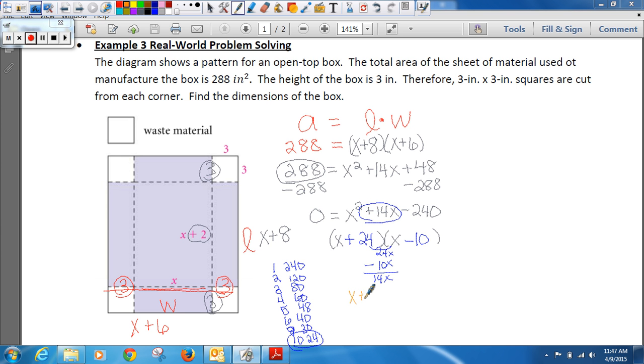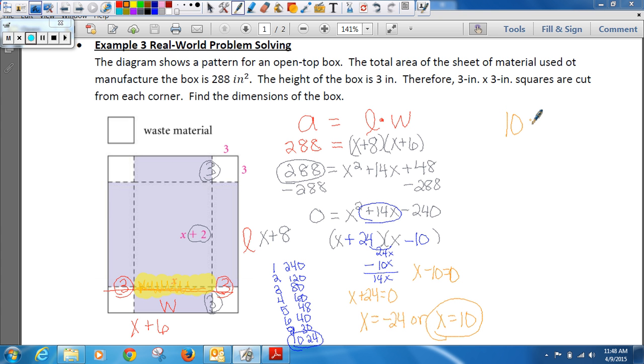So x plus 24 equals 0 is telling me that x could equal negative 24. Or x minus 10 equals 0 is telling me x could equal 10. So if I'm talking about the length here, the width is just this part right here of the actual box. Let me highlight it. If we're just talking about the actual box, this would be the width, which is x. A width cannot be negative, so the width would have to be 10.